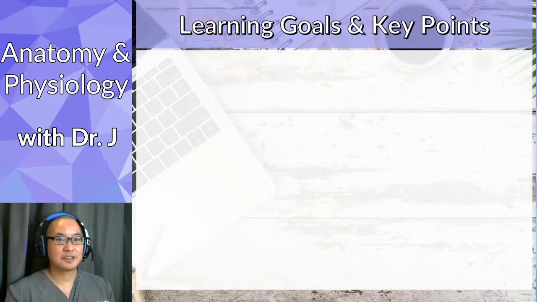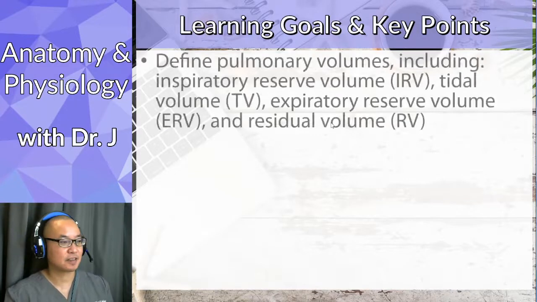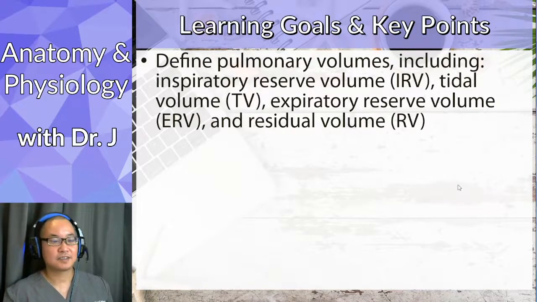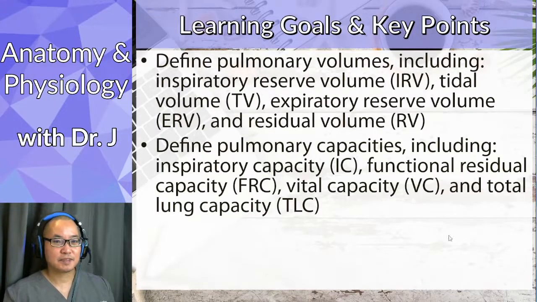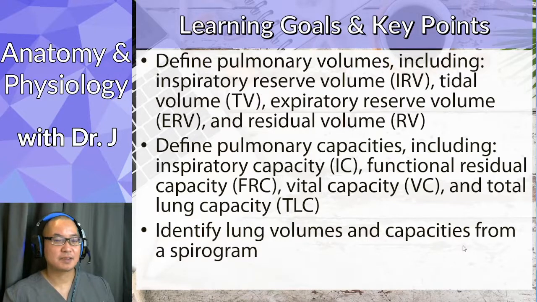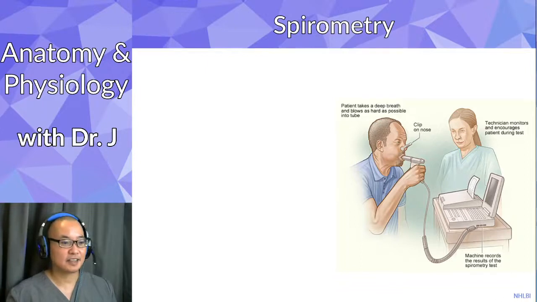In this lesson, we'll talk about lung volumes and capacities, and also how to read something we call a spirogram. So here are learning goals and key objectives we'll get through here. But before we talk about these volumes and capacities, we'll talk about something called spirometry. It's actually a really easy procedure, and you can have one of these machines called a spirometer.